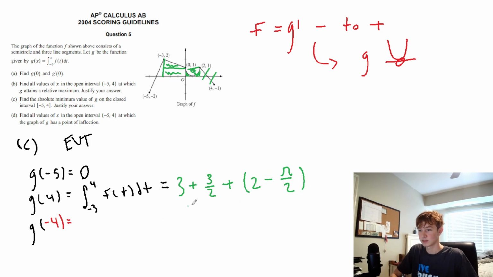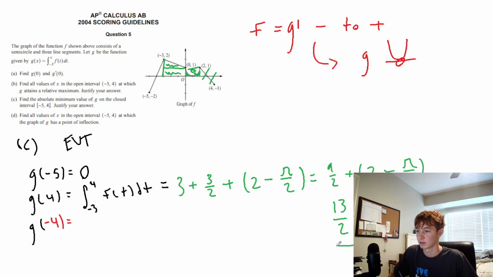And for the sake of the FRQ, you can leave it like this. You don't need to simplify it, but I think it would be easier to understand if we simplify it a little. So let's make that into 6 over 2. So we have 9 over 2 plus 2 minus pi over 2. And 2 is equal to 4 over 2. So we can do 13 over 2 minus pi over 2. And I think that's right. I'm not very good at addition or subtraction, but that should be all right.